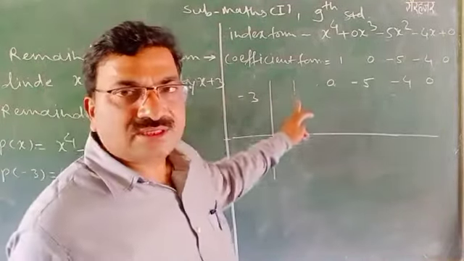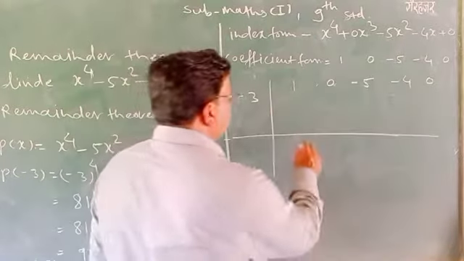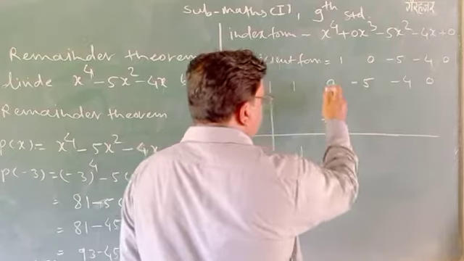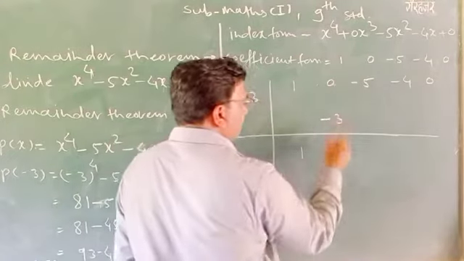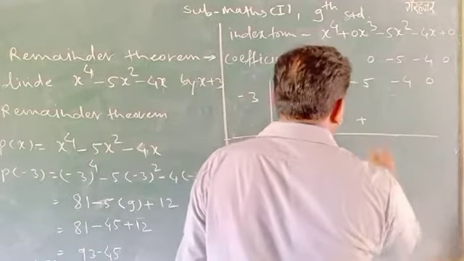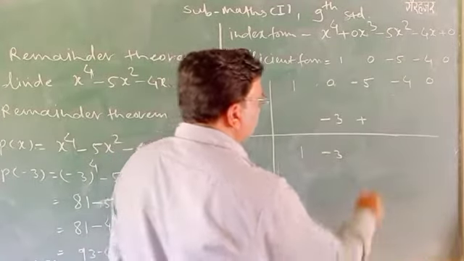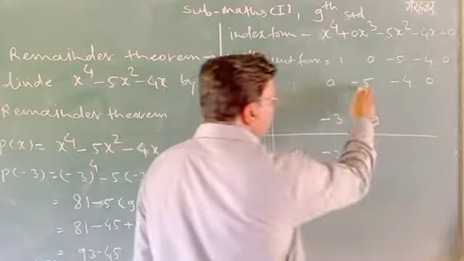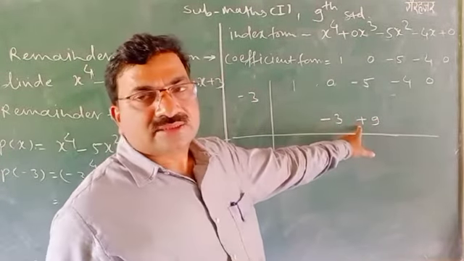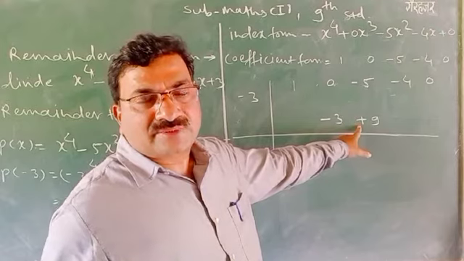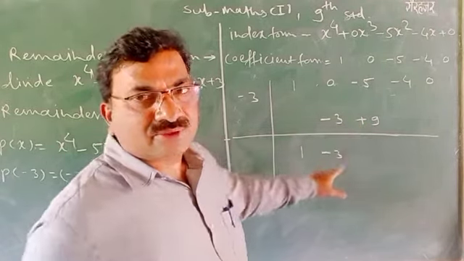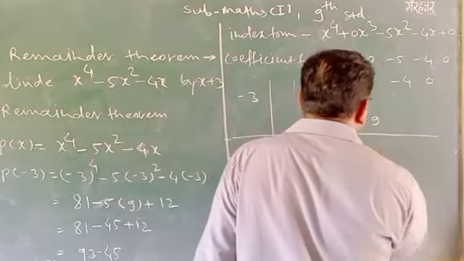Then the first number as it is: 1. Minus plus minus, 3 into 1 is 3. Then 0 and minus 3 is minus 3. Minus plus, minus 3 times 3 is 9. Then minus 5 plus 9: subtract the smaller number from the bigger number and give the sign of the bigger number to the answer. That is plus 4.